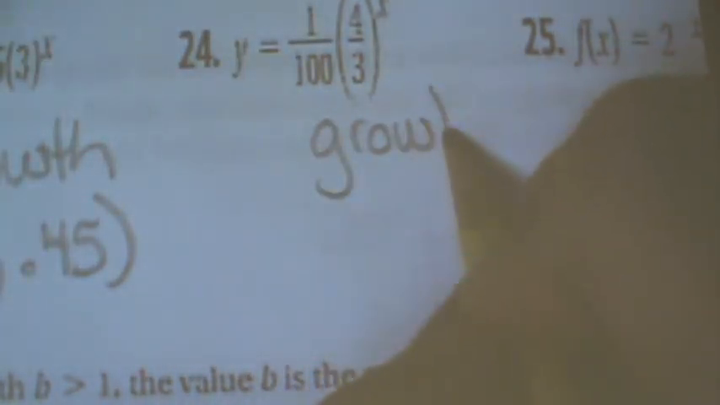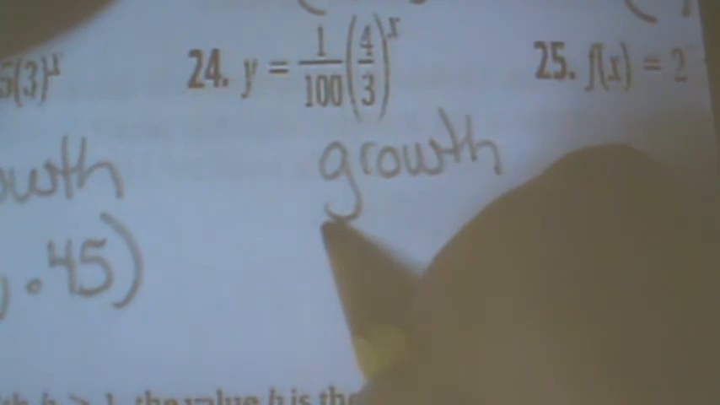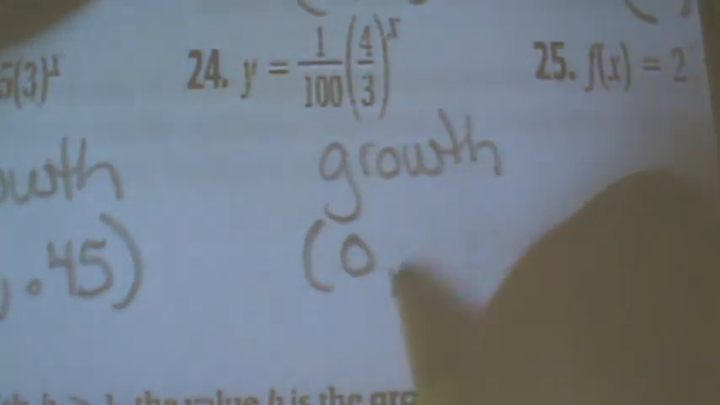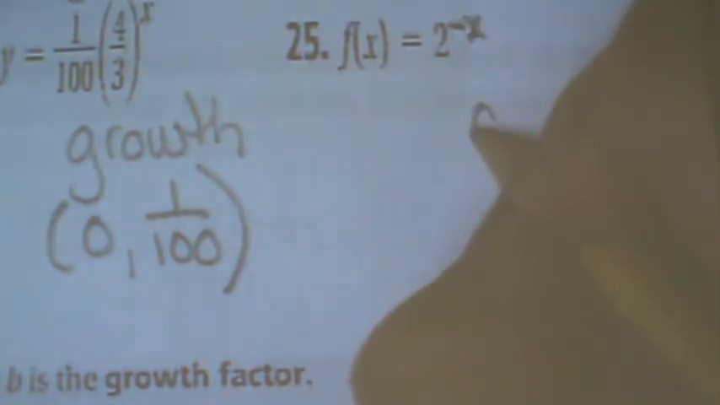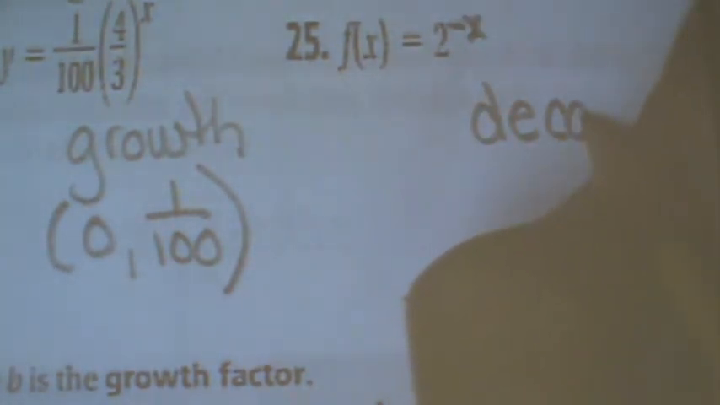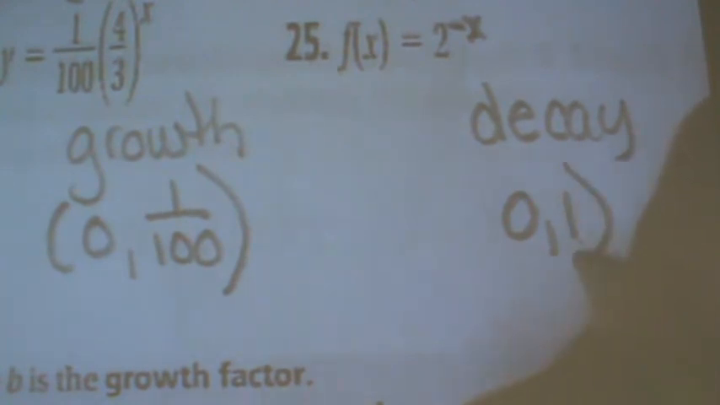Okay, how about the next one, 24? Growth or decay? Growth, that's bigger than 1. And what's the y-intercept? 1 over 100. That's really close, barely above the x-axis. And what do you think this one's going to be? That's a decay one, and your y-intercept is (0, 1).